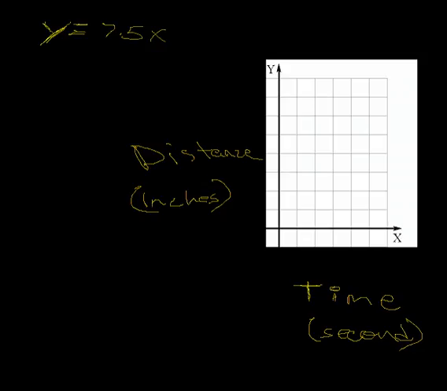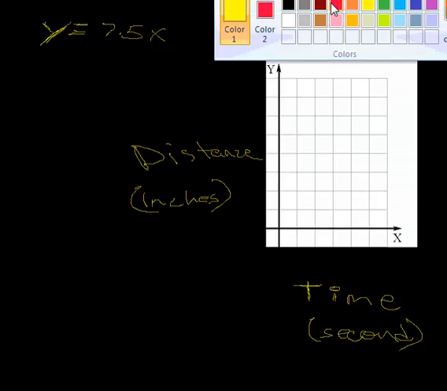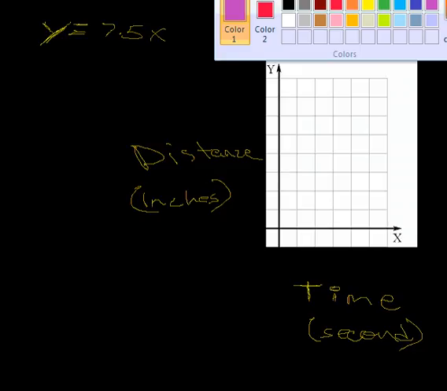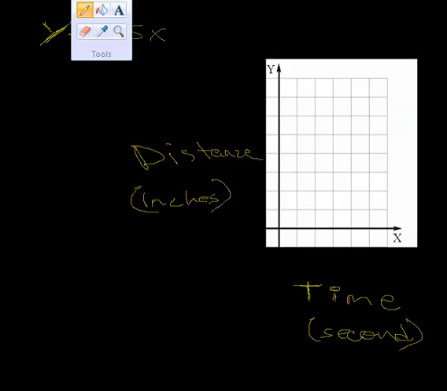From here, what we know, guys, is that the beetle can travel at a rate of 7.5 inches per second. We know that much. The 7.5 right here describes how fast in 1 second. And x equals 2.5 seconds. So the graph that we're going to create has to look something like this.